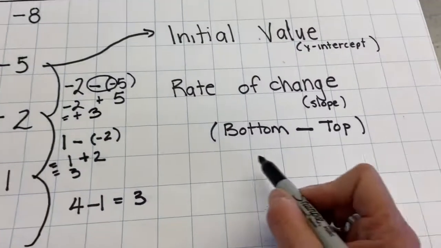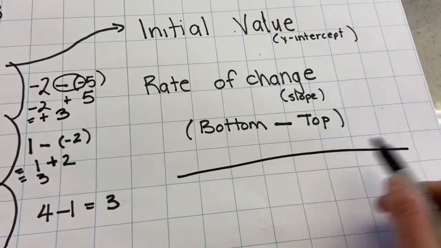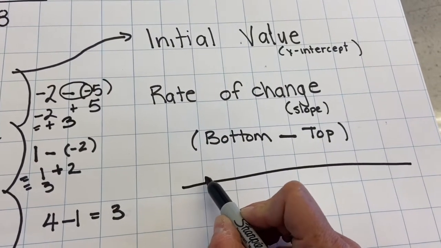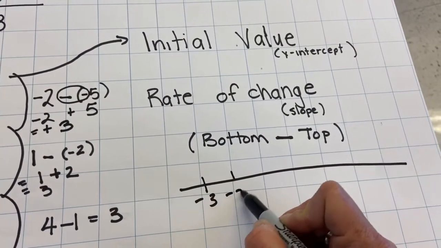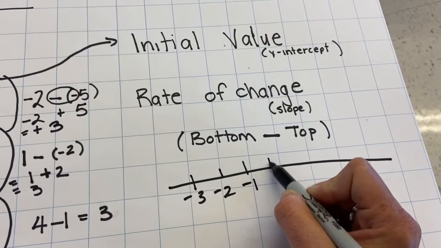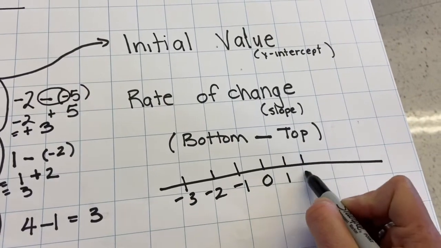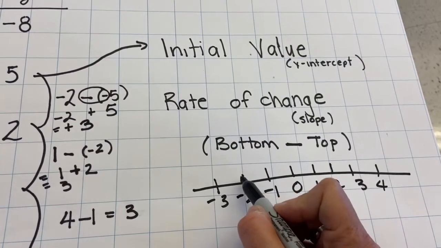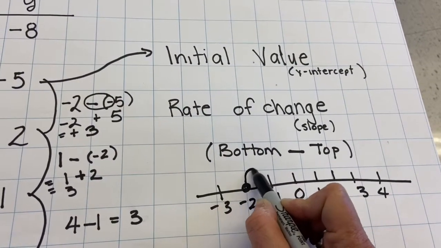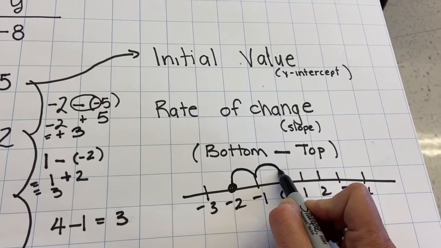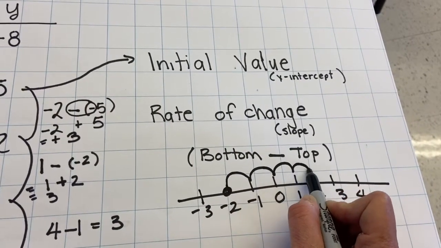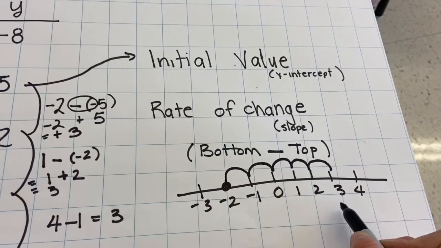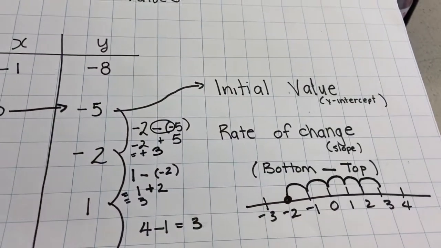Let's confirm with a number line. Here's my number line. You have one on your desk. You should always be looking at it just to make sure that your answer makes sense. Okay, so I'm starting at -2 and I'm going up 5. 1, 2 to get to 0. 3, 4, 5. I get 3. So my rate of change is 3.